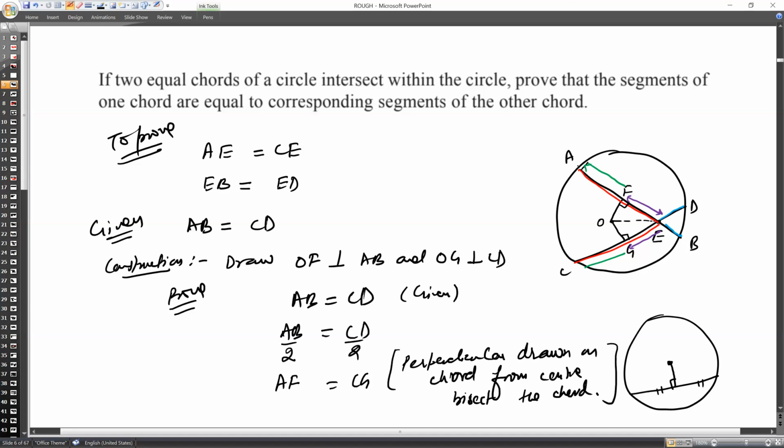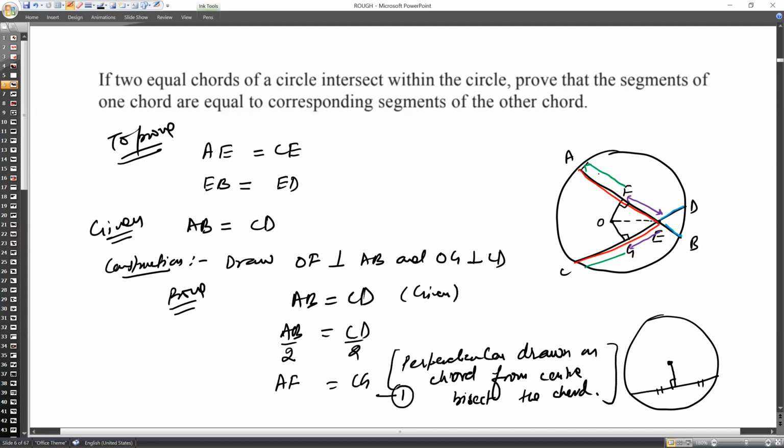So we are just taking half of CD as GC and half of AB as AF. So the green portion we have proved equal. This green portion, AF is equal to GC, we have proved. This is equation 1. Okay, you understood? Understood this one? That's not clear.